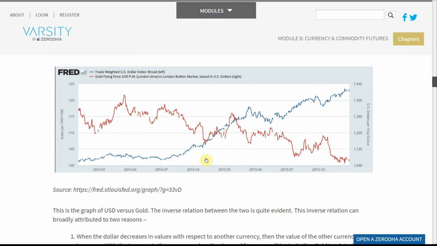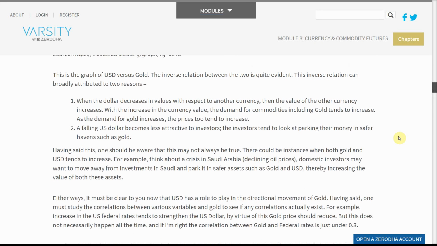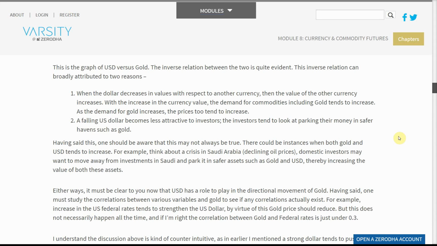Source: https://fred.stlouisfed.org/graph/g=33. This is the graph of USD versus gold. The inverse relation between the two is quite evident. This inverse relation can broadly be attributed to two reasons. When the dollar decreases in value with respect to another currency, then the value of the other currency increases. With the increase in the currency value, the demand for commodities including gold tends to increase. As the demand for gold increases, the prices too tend to increase.